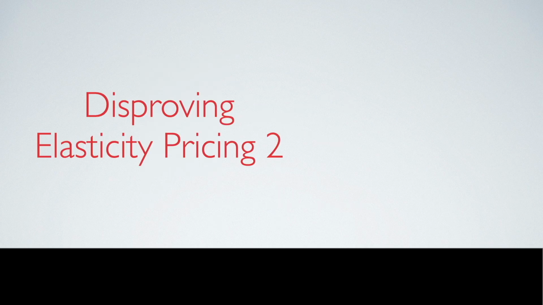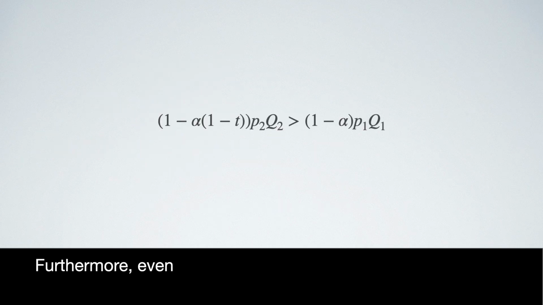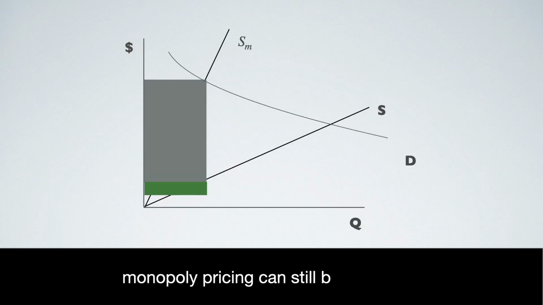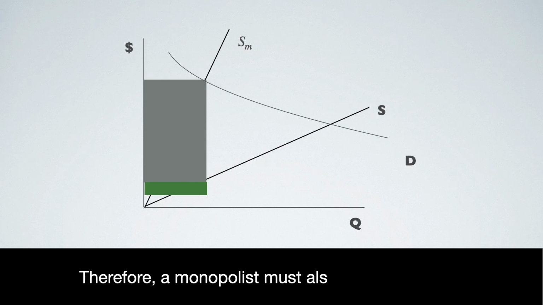Disproving elasticity pricing too. Furthermore, even if demand is elastic, as long as supply is also elastic enough, monopoly pricing can still be profitable. Therefore, a monopolist must also do his job well.